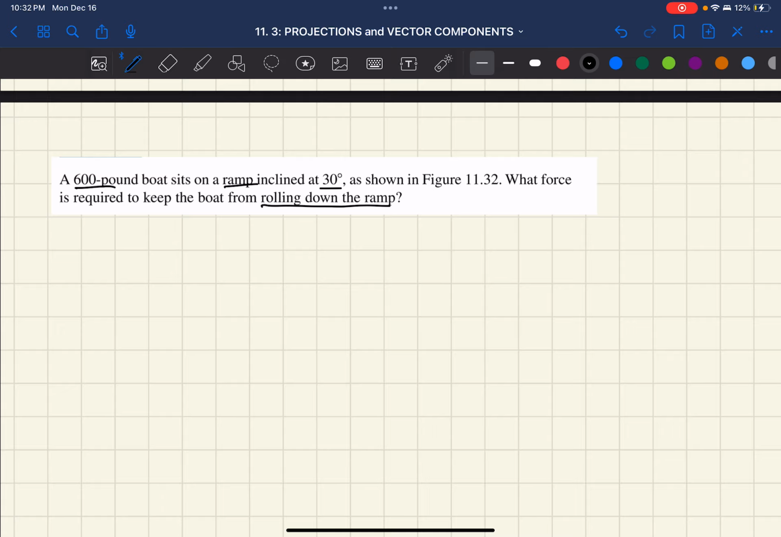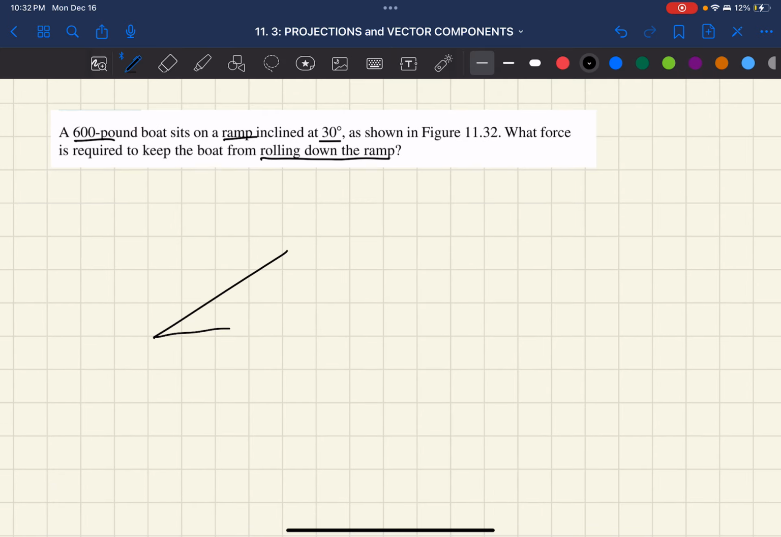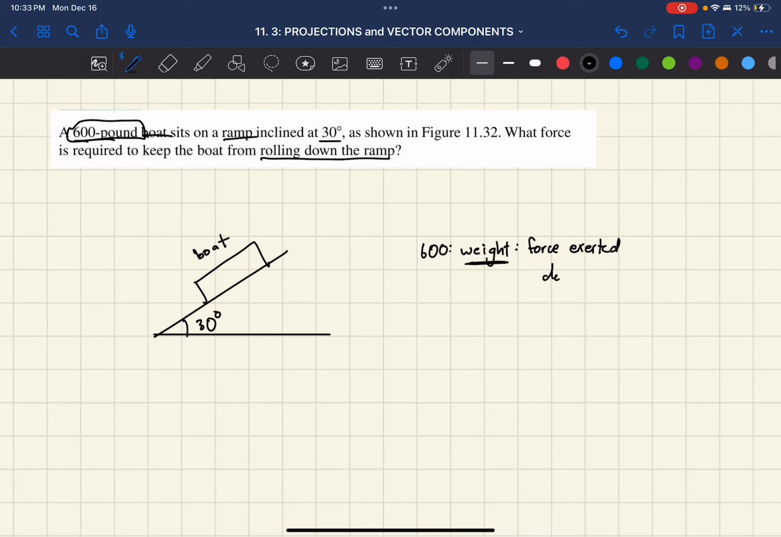All right, for this example, let's draw a diagram. We have an inclined ramp at a 30-degree angle. We have a very crude drawing of a boat, and we need to input the 600-pound boat. Now, this 600-pound is the weight of the boat. And weight, what is weight? Weight is the force exerted downward by the Earth. As a result, this vector right here points straight down. Let's call it F, and it would be negative 600j, as it is in the vertical direction and it is going downwards.